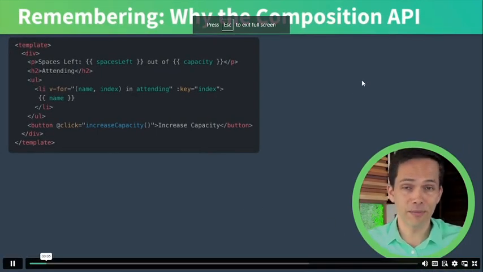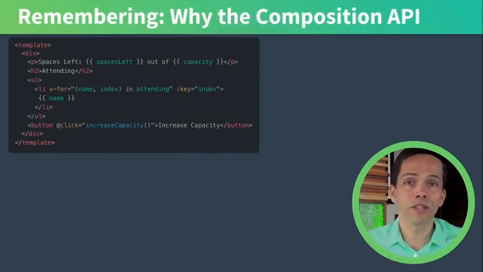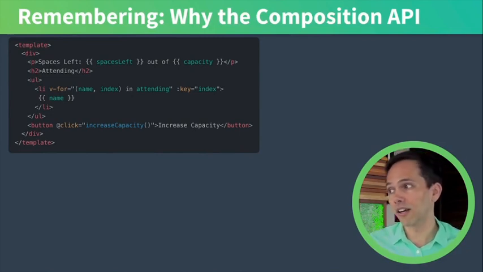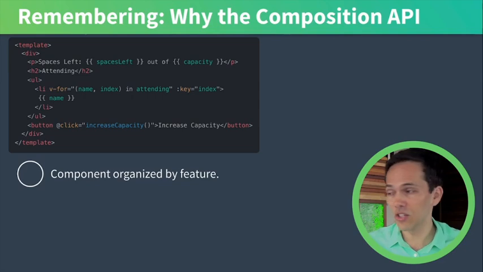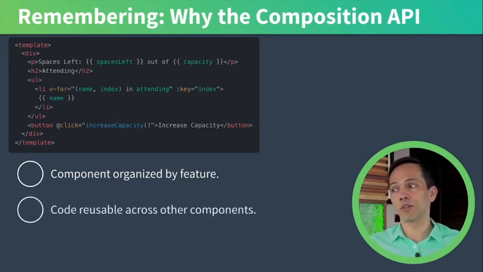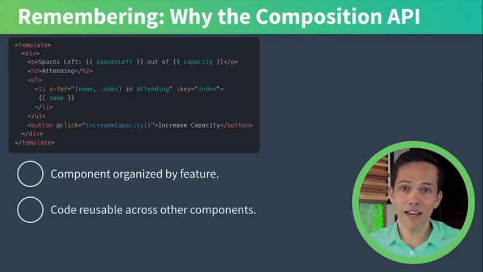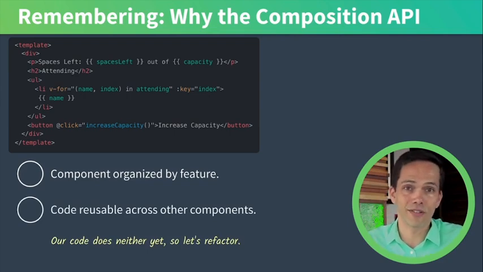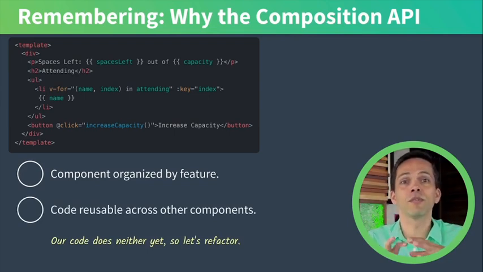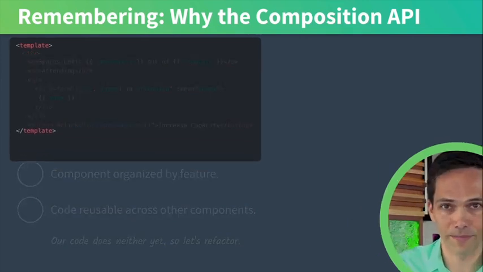Aside from improved TypeScript support, the two reasons we want to use the composition API are to organize things by feature and to make the code reusable across other components. And right now our sample code does neither. So let's refactor as if we wanted to make things more modular.